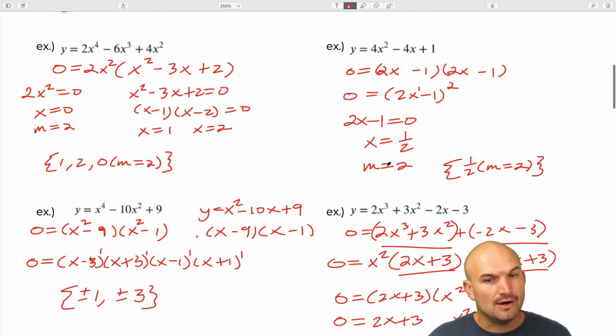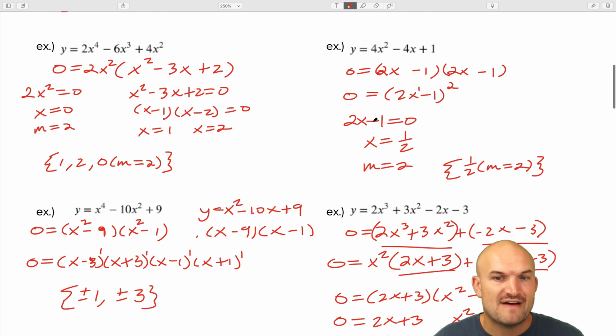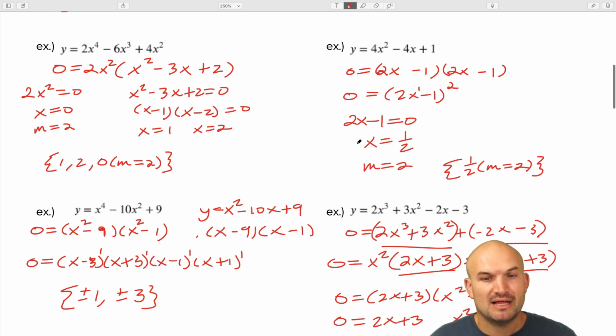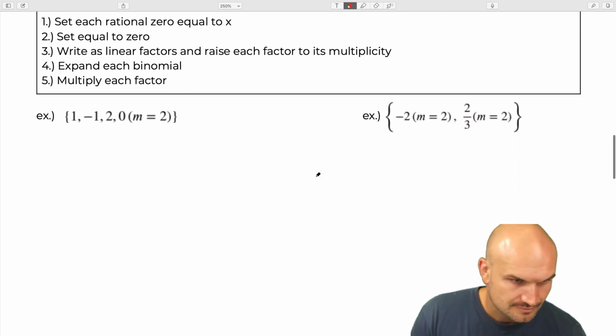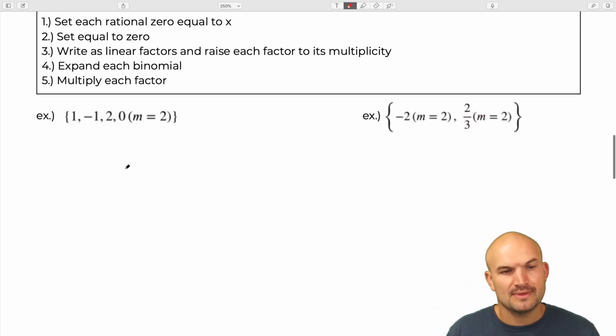All we're going to do now is if I give you the zeros, you're going to set the zeros as a factor equal to 0, raise the factor to its multiplicity, right? If it has a multiplicity of 2, then you take the factor and raise it to that power, and then multiply it out to get your polynomial. And you can see I kind of set these guides out here for you, but it really, again, is just going to come through step-by-step doing the exact opposite of what we just did. So let me show you how this works.